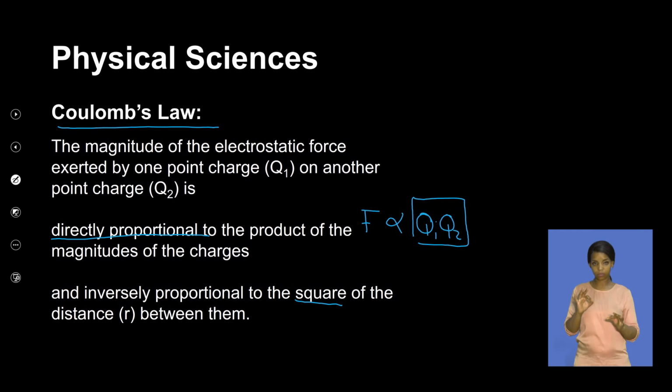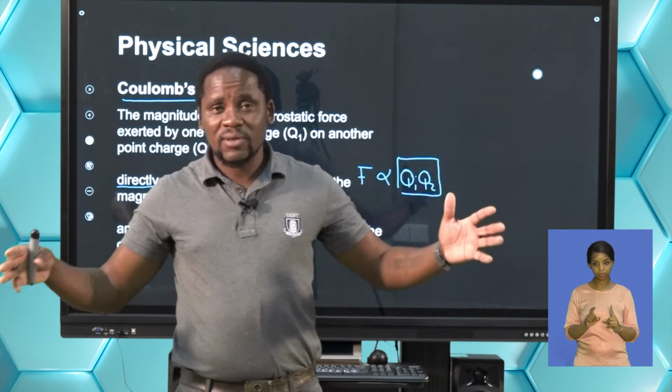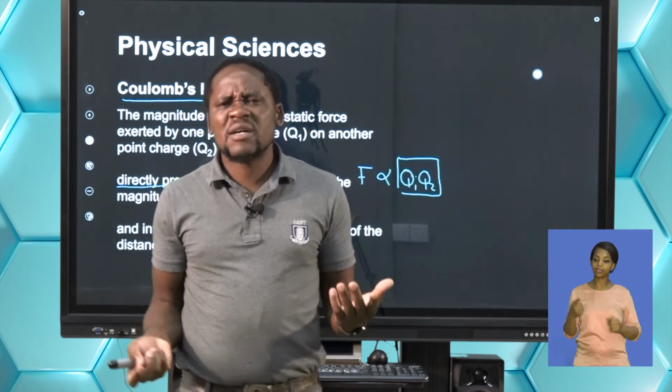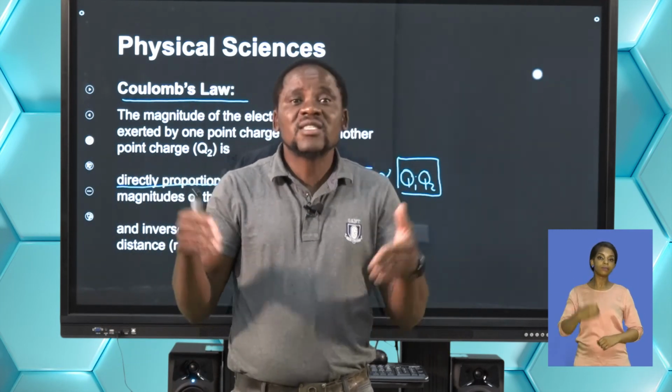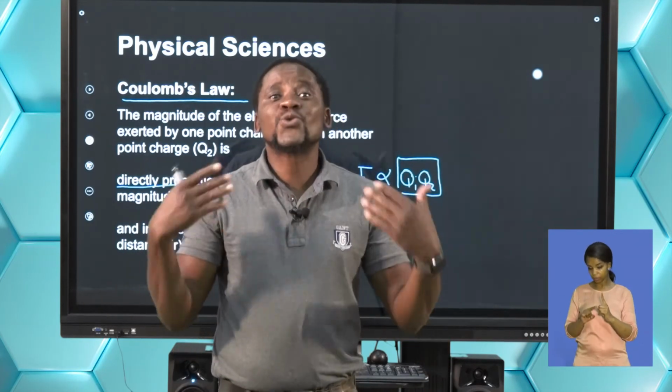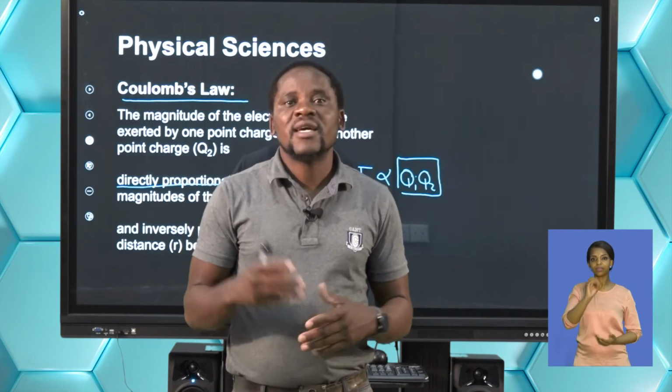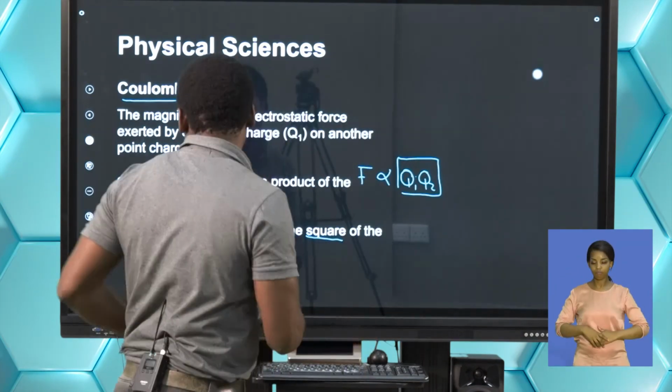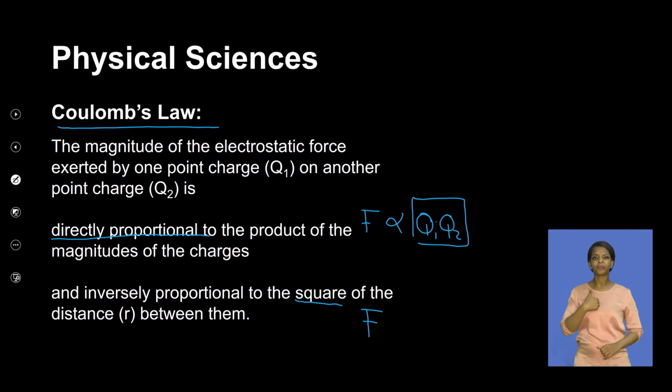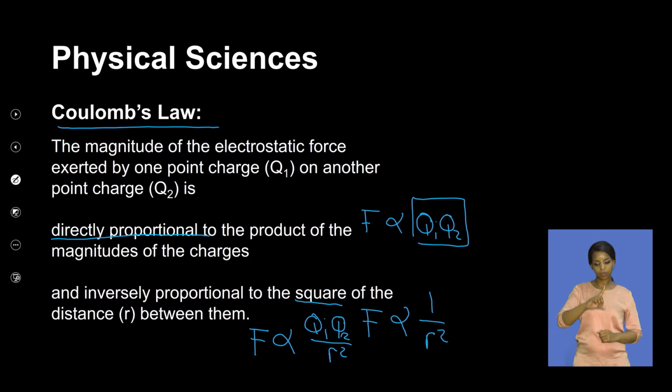Take note, square of distance is different from square root. If we talk about the square of the distance, in this case it's r squared, which is totally different from the square root. We need to have a clear distinction between those two. So what are we saying? F, the electrostatic force, is inversely proportional to the square of the distance, which gives us at the end F proportional to Q1Q2 over r squared. So there are two aspects to the definition of Coulomb's law: direct proportionality as well as inverse proportionality.